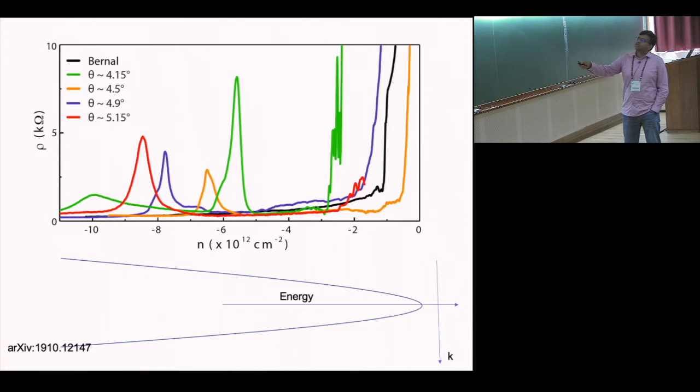Now, in contrast to that, if you look at the data for all of these twisted samples, what you see is first you see the onset of conduction right here. And then you keep going, and then you see a nice peak in the resistance, which indicates that there's some interesting state there. And for each of these angles, so these are different angles going from 4 to 5 degrees, you see that this peak occurs at a different density. Essentially, that's because the size of the moiré pattern is changing as a function of angle. And as the size of the moiré pattern changes, the number of electrons that you need to fill the moiré pattern also changes.